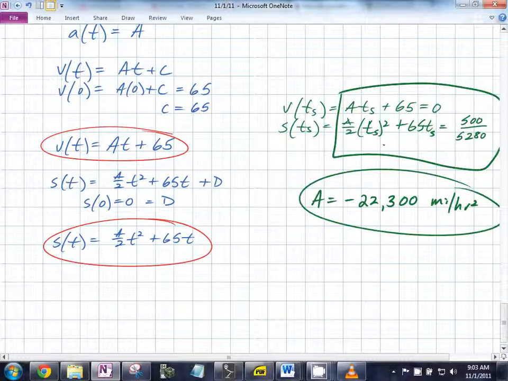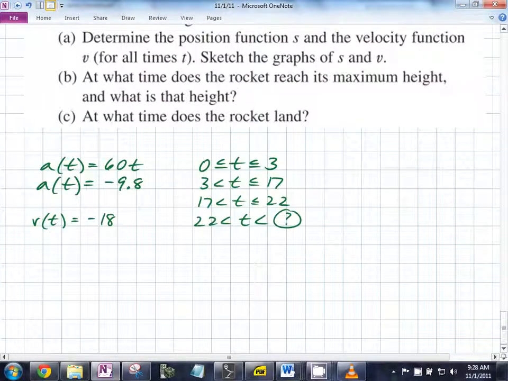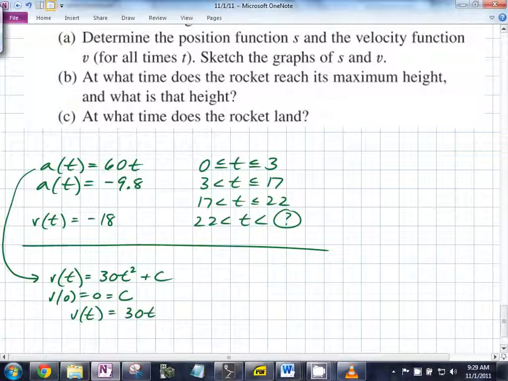So here we go. So if that's our initial acceleration, what's our initial velocity? What's v of t? Plus some constant, right? But the velocity at time 0 is 0, so therefore c is 0. So therefore we know that v of t is 30t squared. Exactly. Great.